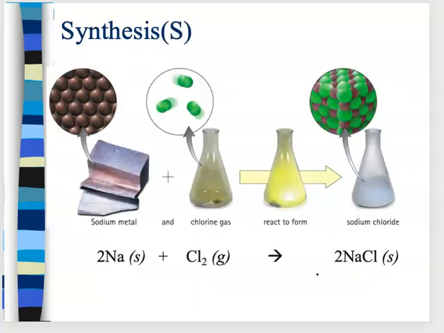Here's an example of one of the synthesis reactions you guys saw a video on, where sodium metal comes together with some chlorine gas and forms sodium chloride in its balanced form. You have two atoms of sodium for every one molecule of Cl2. You can see there's two atoms stuck together for each molecule of chlorine. And when those numbers come together, they form two molecules or units of sodium chloride.